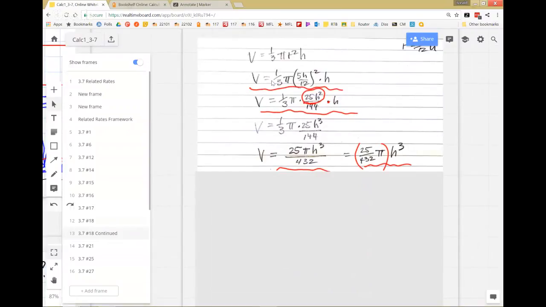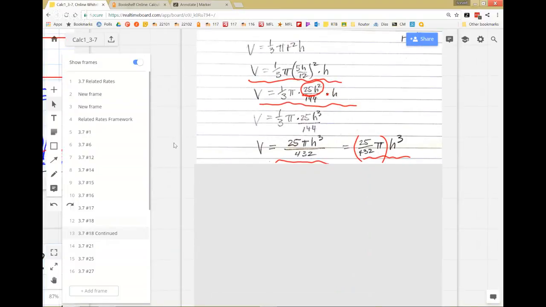So here's where we pick it up. V equals 1/3 times (5/12 h) squared times h. Then I squared that, put it all together, and now I have a V equals something times h formula. I wrote it this way, even better, over here on the right: 25 over 432 times pi h cubed. So we have the constant in parentheses just to make it really clear.